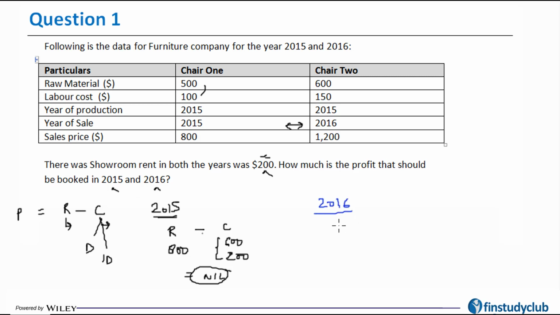Let's talk about 2016. Again, the same fundamentals. In 2016, the second chair has been sold for 1200. Let's talk about the cost. As far as the direct expenses are concerned, 750 will form part of the second year, and the showroom rent of 200, which is anyways an indirect cost, a period cost, should go to the second year's income statement. So overall, the profit being made is 0 and 250.